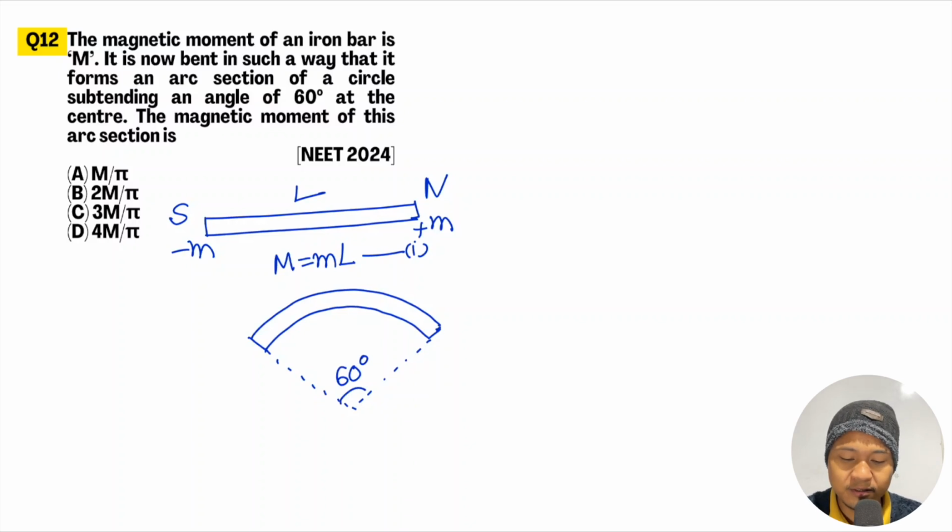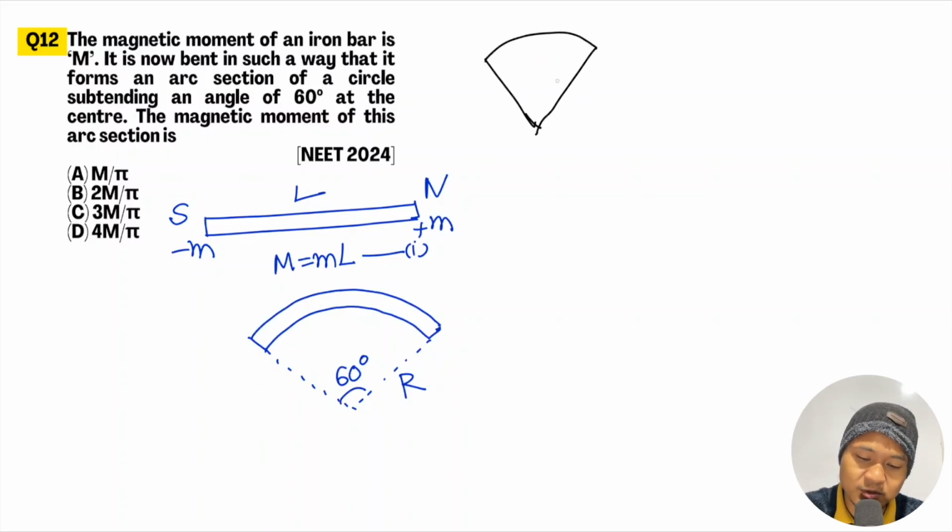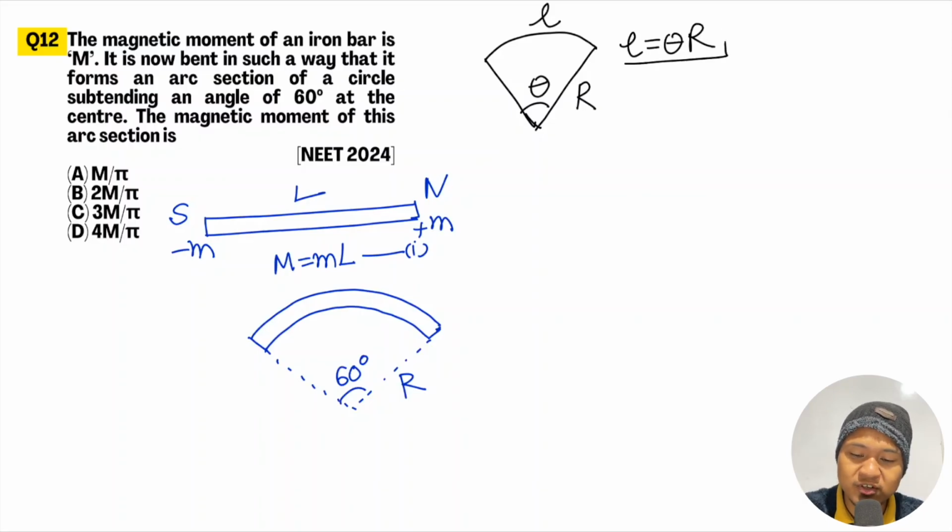Okay. Suppose the radius is r. Now we need to find out r. Let the length of the arc be L, the radius r, and the angle theta. The relationship is that L is theta into r. So you have one relation like this.